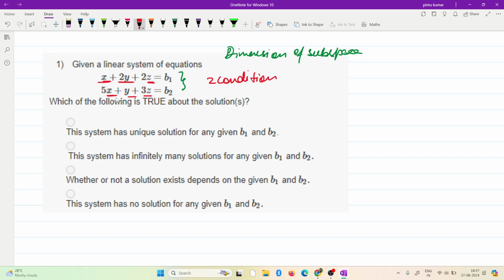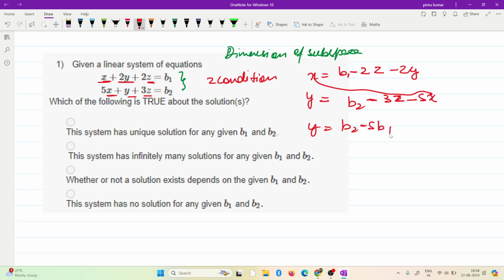So what you can do is, let's say you want to calculate x from here. So x can be given by v1 minus 2z minus 2y, right? And y from the second equation can be given by v2 minus 3z minus 5x. Now you replace the value of x from the above equation in this, then you will get y is equal to b2 minus 5b1 plus 10z, minus 7z plus 10y, right?